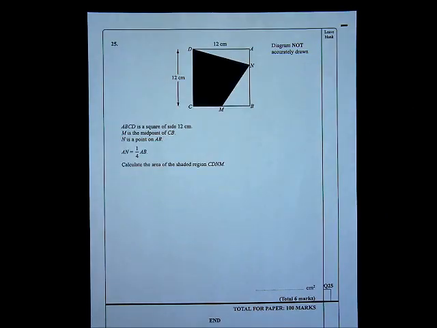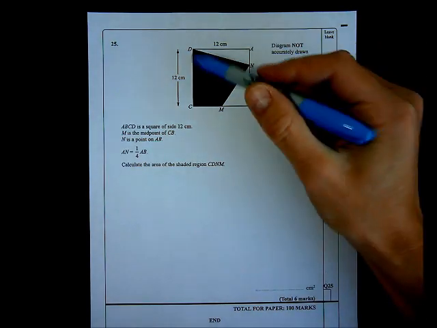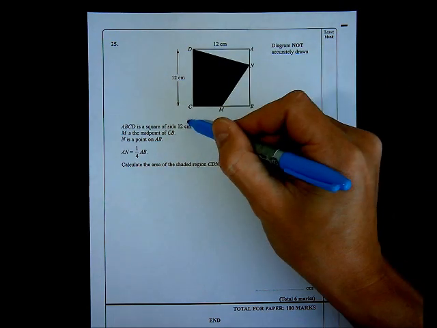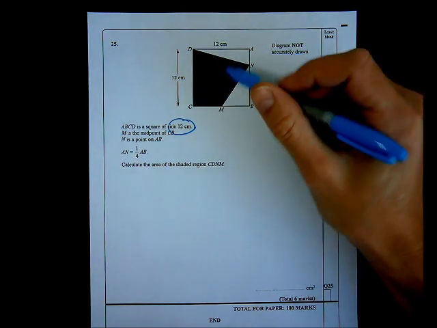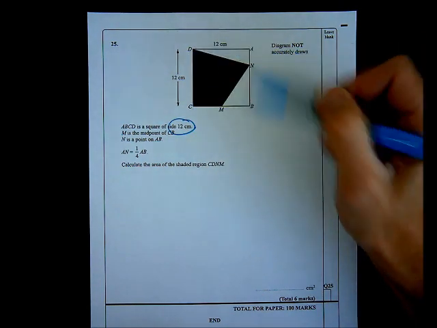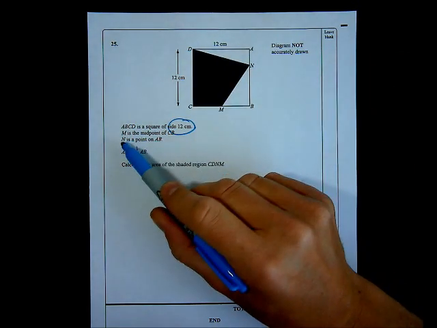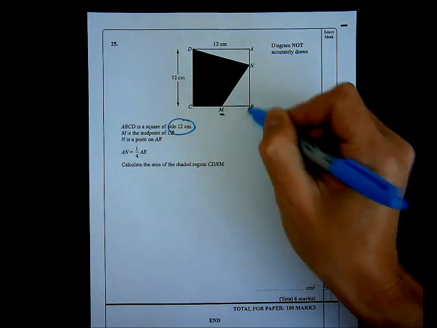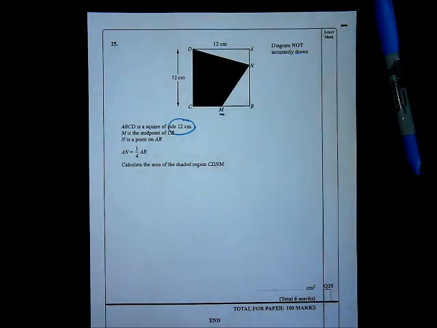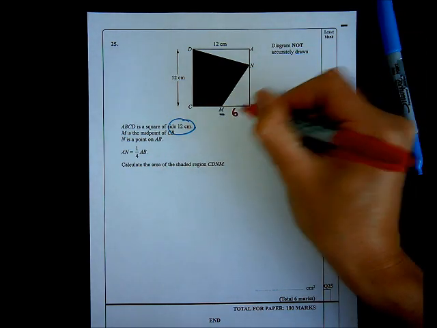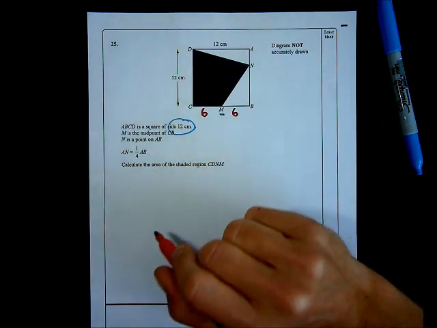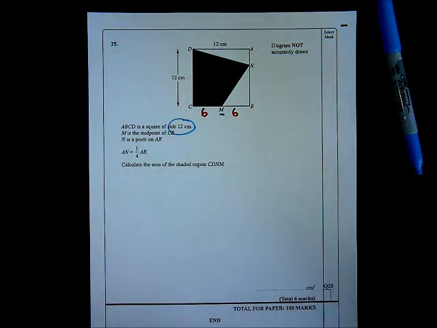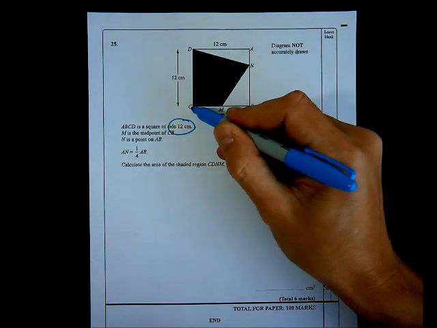On question 25, I'm given a shape that is a square. I'm told it's a side of 12 centimeters. So 12 centimeters this way and 12 centimeters that way. I'm then told that M is the midpoint of CB. So this is M, and it's in the middle of CB. So straight away I'm going to write on this distance here must be 6, and that distance there must be 6, because M is halfway between C and B.